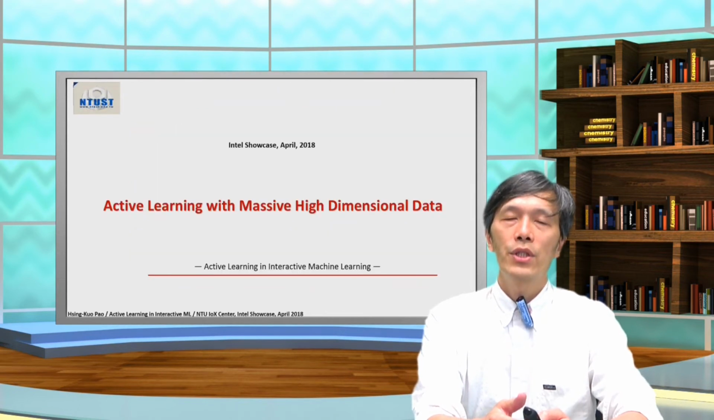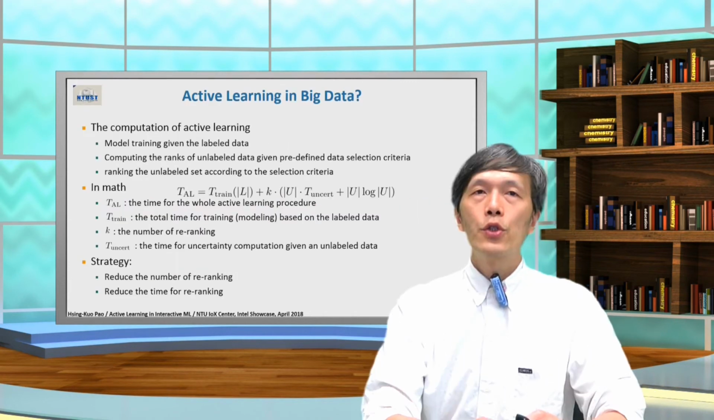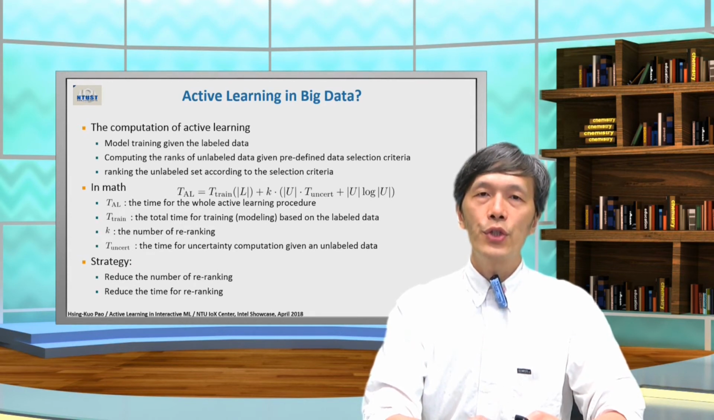So another research that we have been doing is what we call active learning with massive high-dimensional data. On this part of the research, we are thinking about what happens if we have a huge amount of data, and the data could also be in high-dimensional space. How do we perform the active learning technique so that we can still enjoy a very efficient active learning procedure?